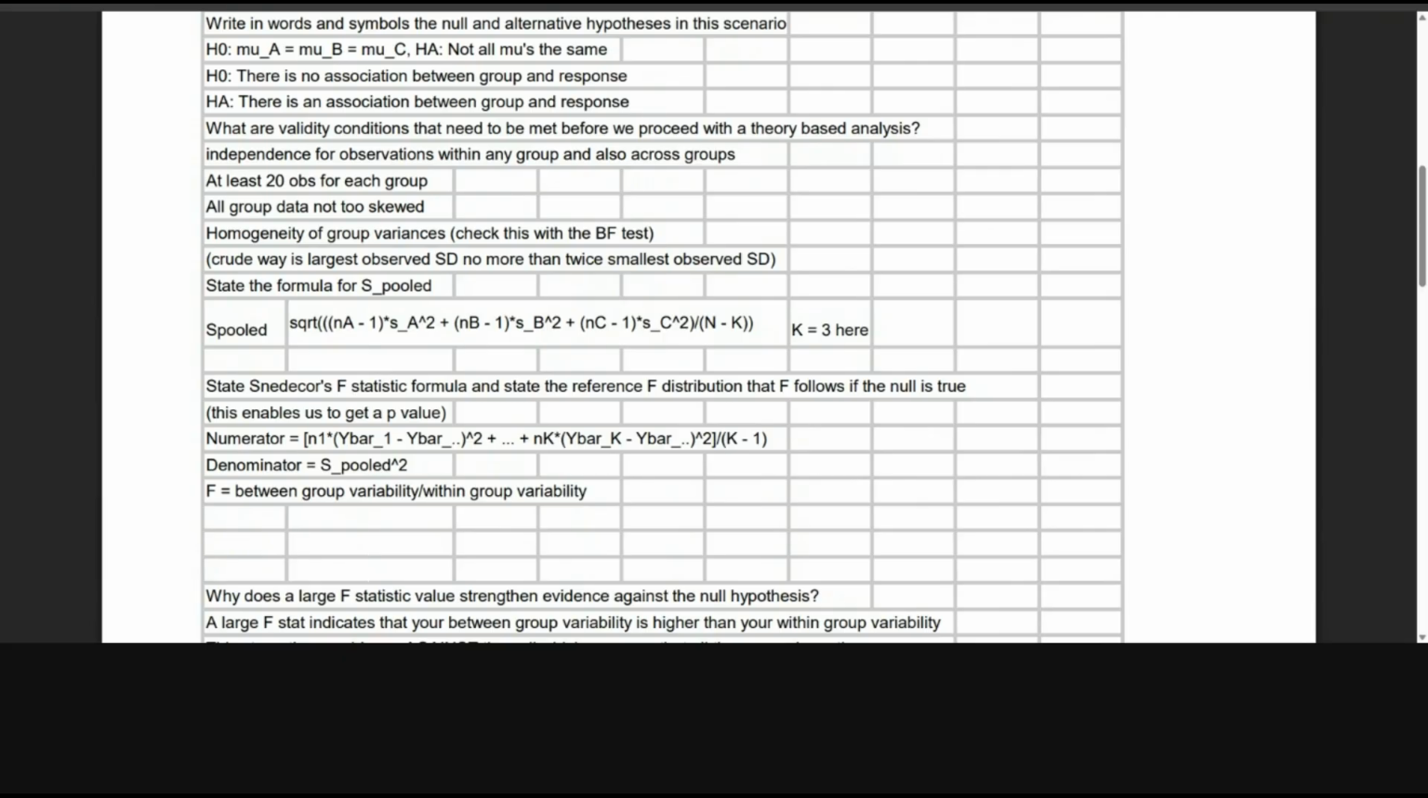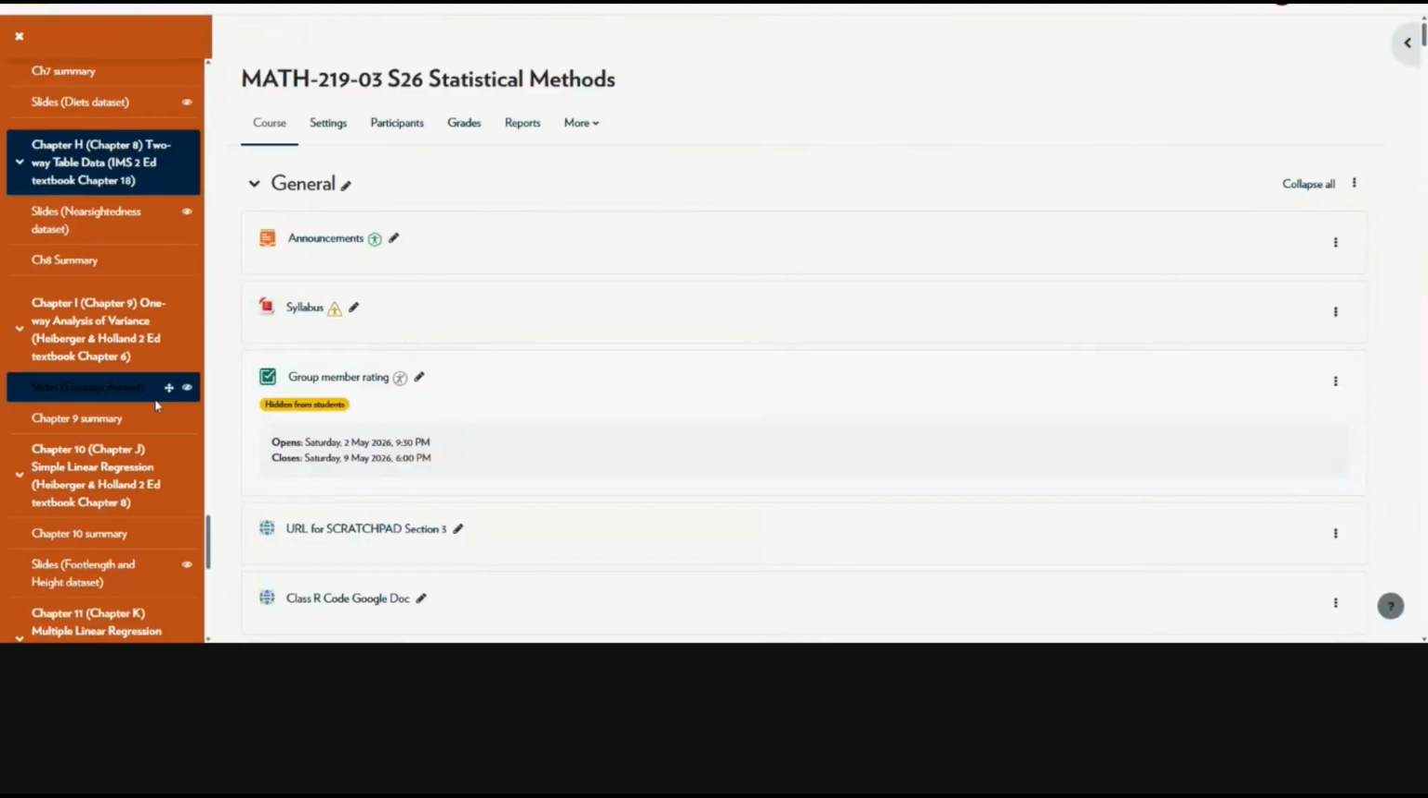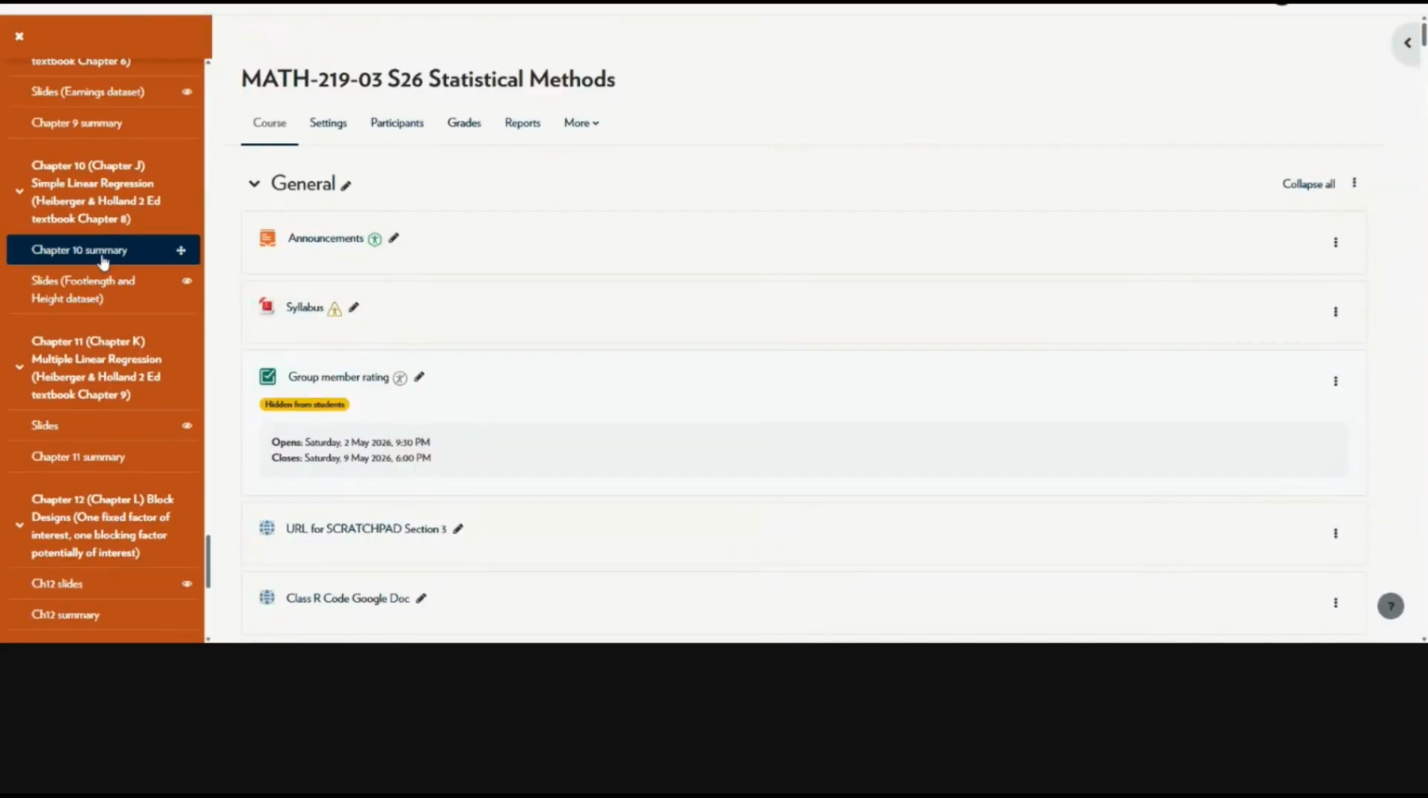Basically, a chapter 9 problem, multiple means, has only one explanatory variable. It can have more than two levels. Right? Then we went on to more complicated things. All right. We started the road of basically looking at simple linear regression and things like that.